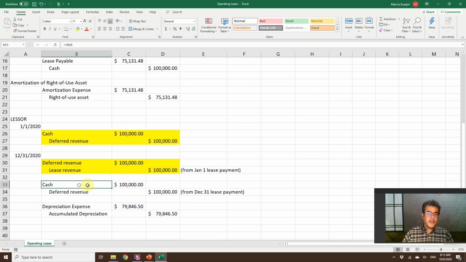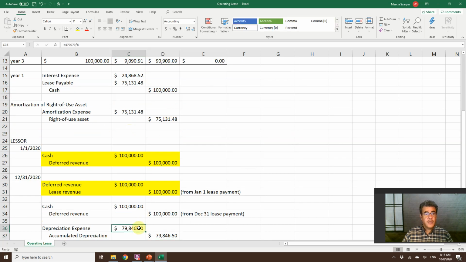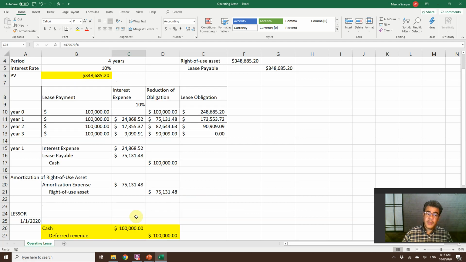And then cash, deferred revenue from December 31st lease, and the depreciation expense and the accumulated depreciation based on useful life and based on 479, only because our equipment remains in the lessor's accounting. So operating lease is a little bit different from finance lease, both for the lessee and for the lessor.